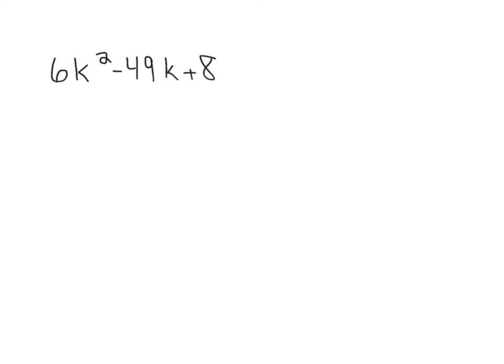So that is the factored form of this expression. Okay, go ahead and pause the video and try this one using the AC method, please. Alright, 6, 49, and 8. There is no greatest common factor among those numbers, and we don't have a k in each one. So we're just going to use the AC method. 6 times 8 is 48. And factors of 48 are 1 and 48, 2 and 24, 3 and 16, 4 and 12, 6 and 8.